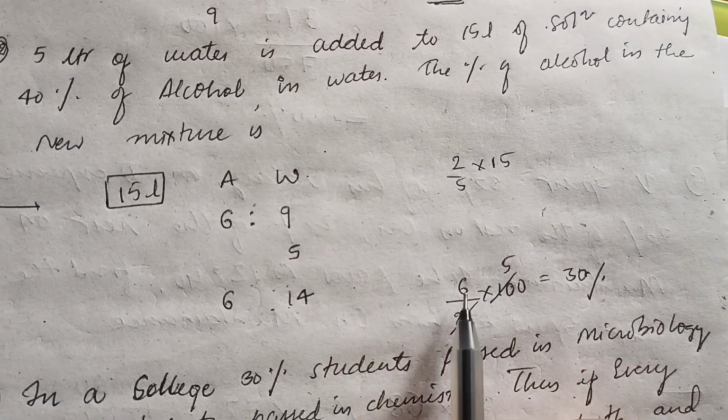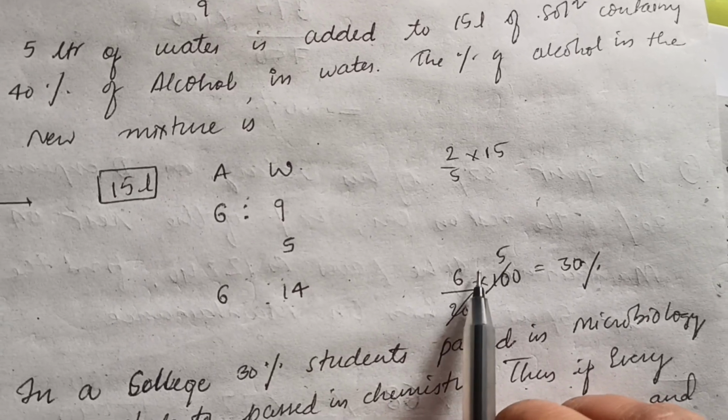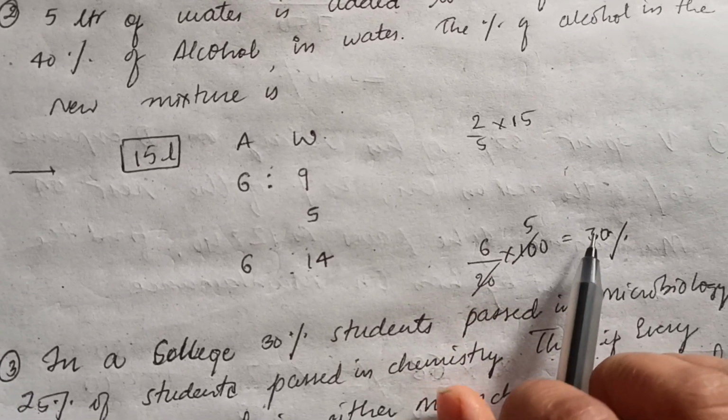So here we can see the alcohol is 6 out of 20, and that should be multiplied with 100, so we will get 30%.